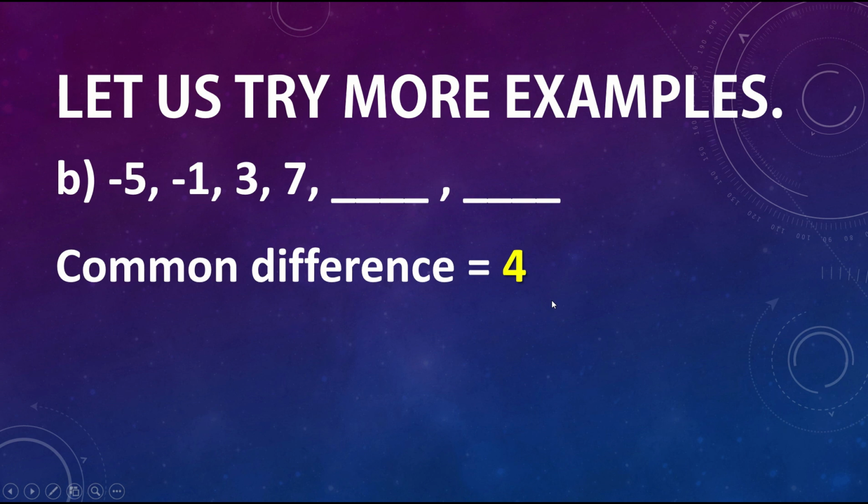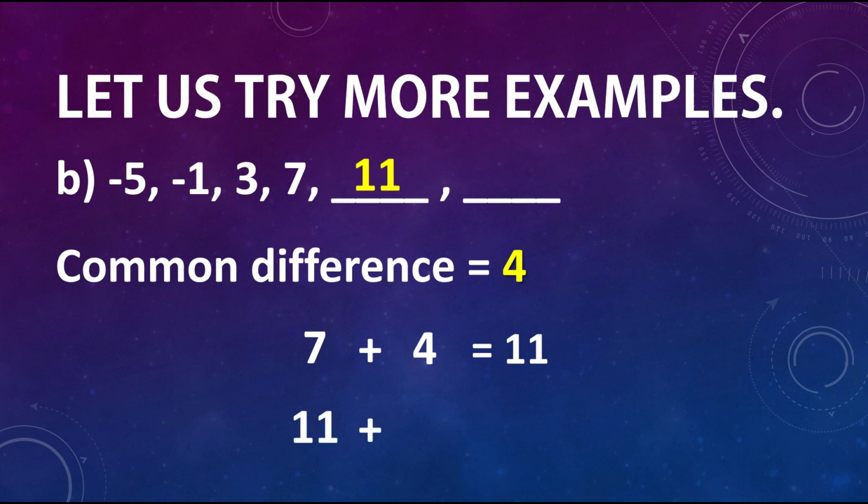So to get the next terms, you just need to add. So we have 7 plus the common difference positive 4 equals 11. So therefore, 11 is the next term of the sequence. The next, 11 plus positive 4 equals 15. So therefore, 15 is the sixth term of the sequence.